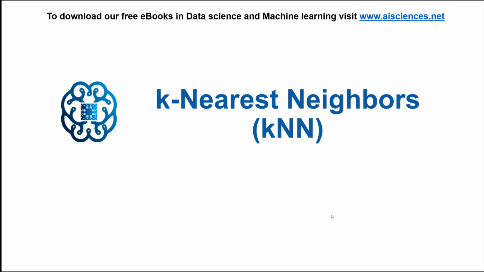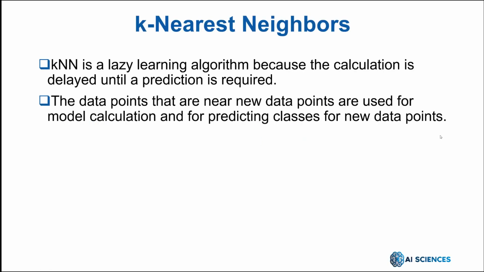Another machine learning algorithm is k-nearest neighbors, KNN. The k-nearest neighbors, KNN algorithm belongs to the family of instance-based, competitive learning and lazy learning algorithms. It's a lazy learning algorithm because the calculation is delayed until a prediction is required. It is called a localized model because only the data points that are near new data points are used for model calculation and for predicting classes of new data points.